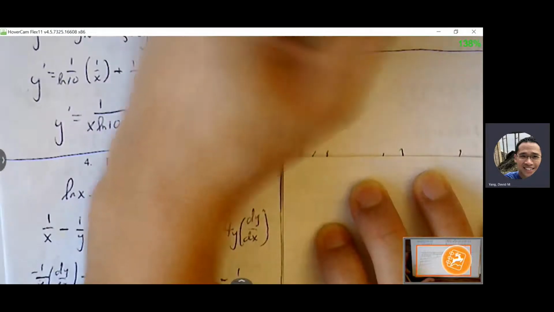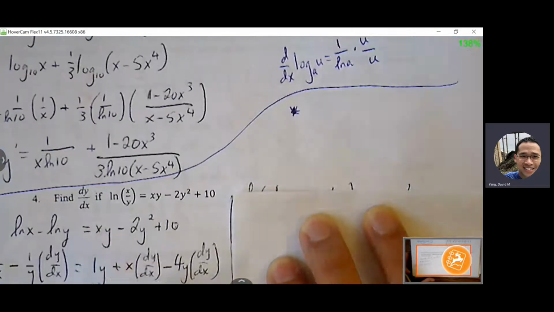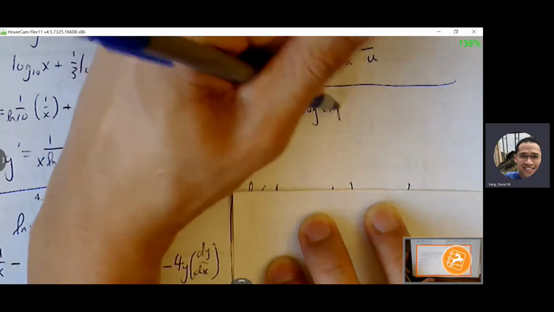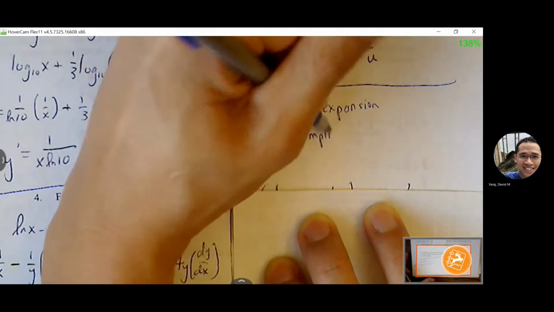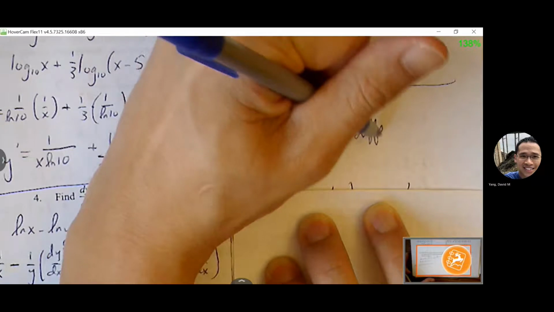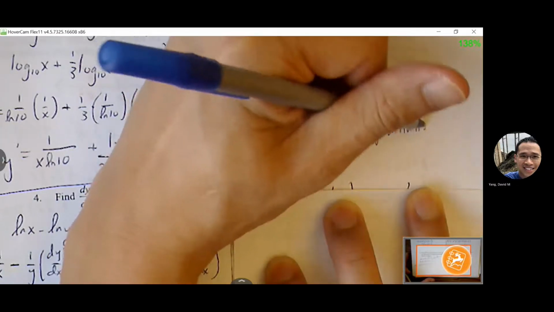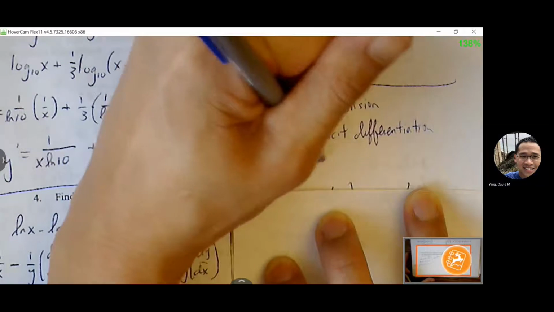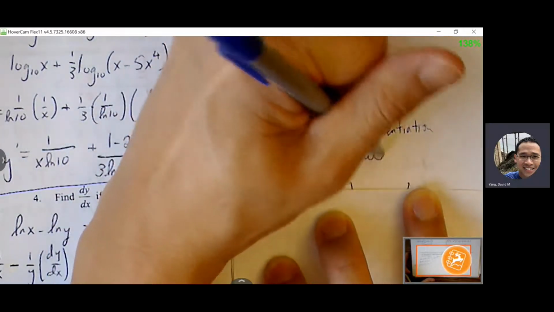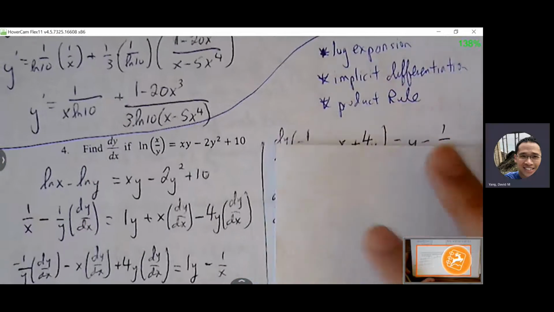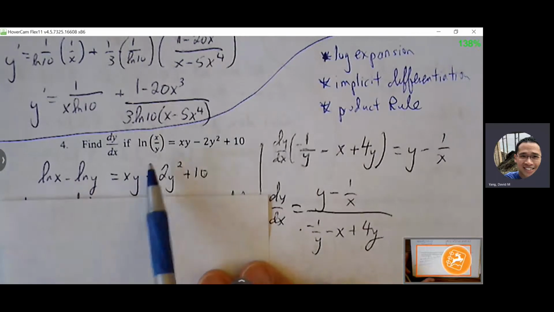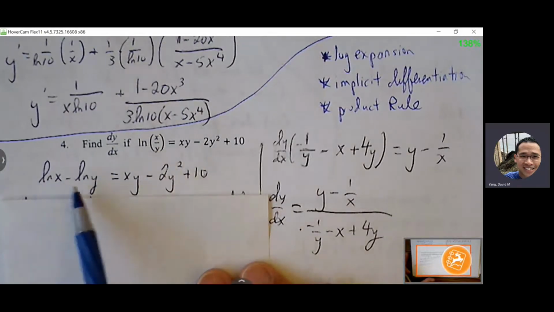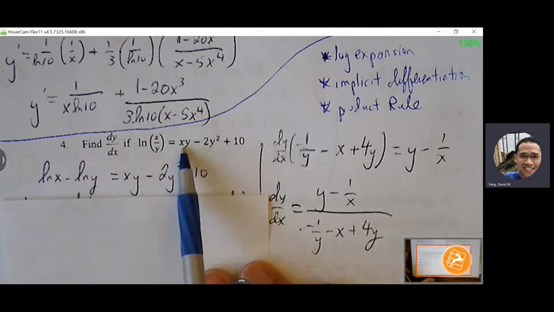So a couple things to note. We have log expansion. We have implicit differentiation. And we also have the product rule for derivatives. Okay, so first thing we can do is expand, taking that natural log of x over y and expanding it into natural log of x minus natural log of y. I'm rewriting the rest of the equation because I'm not ready for the derivative just yet.